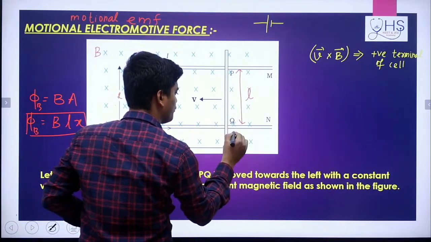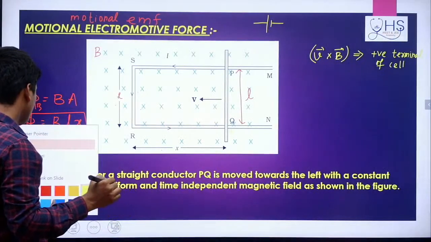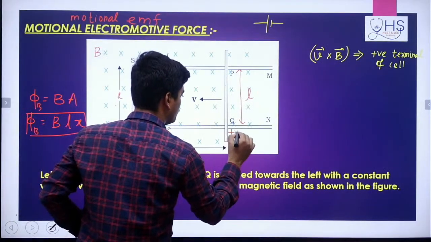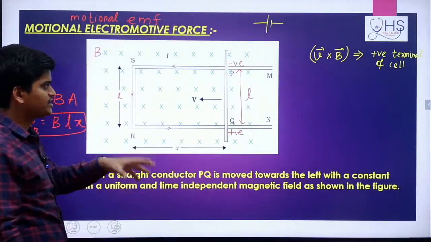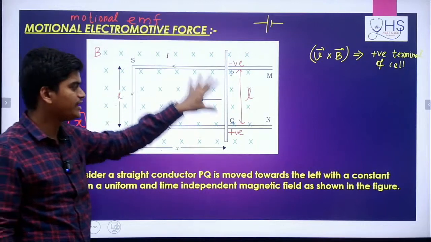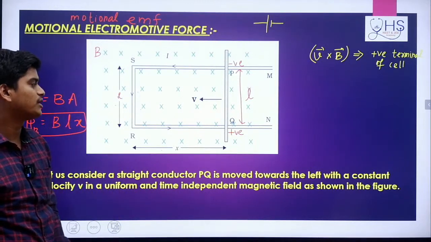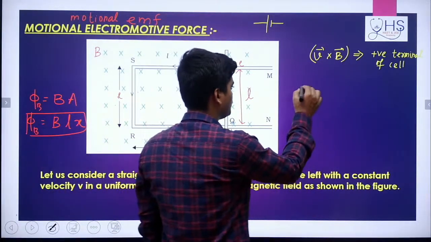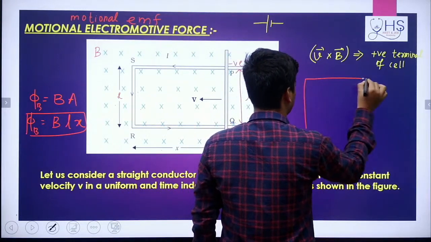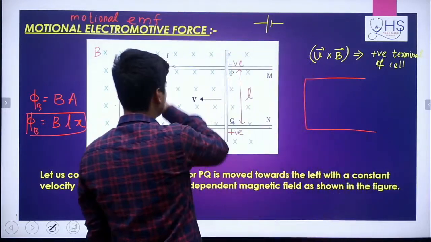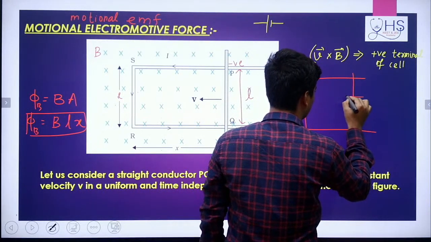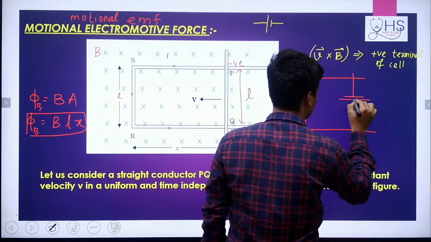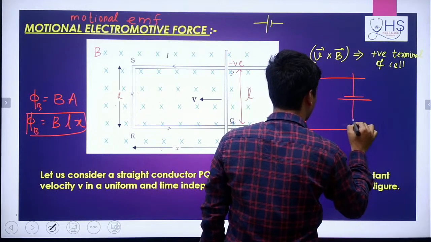So here Q will become the positive terminal, and P will become the negative terminal. The P side will become lower potential, and the Q side will become the positive terminal. That means things will be like this. This is your circuit. Now this battery will become your conductor, like this. So this will be your negative, this is your positive. The bigger terminal is positive.